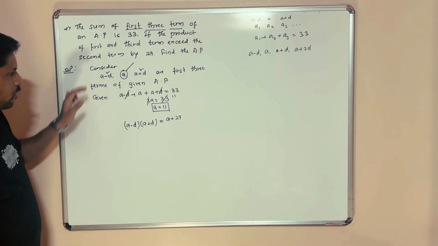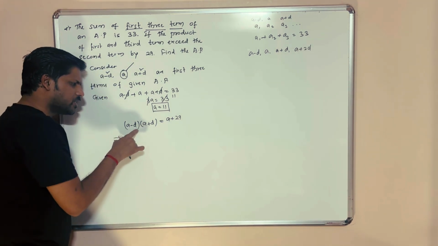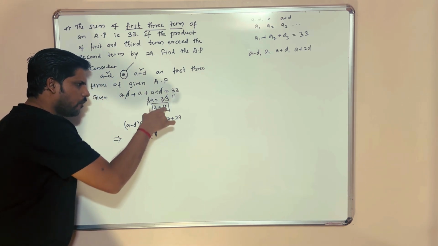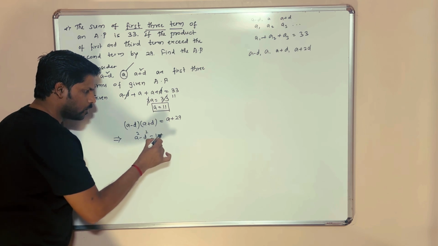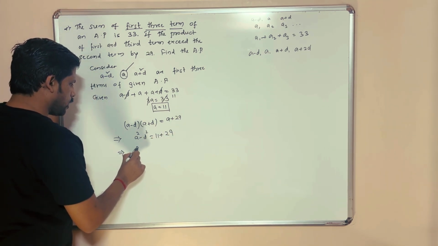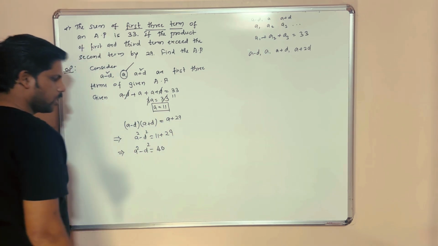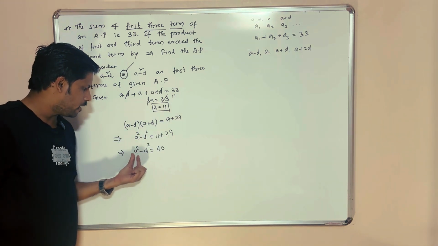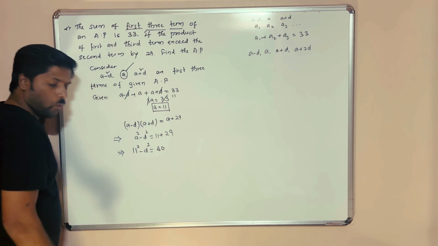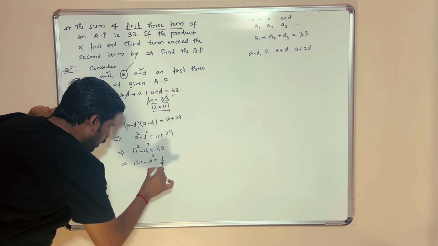So to get this one, we simplify this. Here A minus D into A plus D can also be written as A square minus D square is equal to, what is the value of A here? 11. Substitute that one. So A square minus D square is equal to 29 plus 11, that is 40. Right? And also we have the value of A substituted here. A is nothing but 11 square. What is 11 square? 121. 121 minus D square is equal to 40.